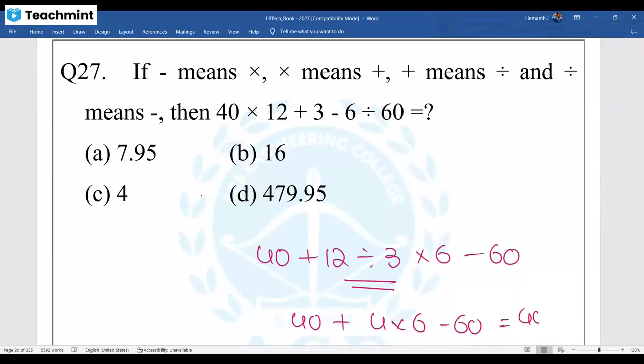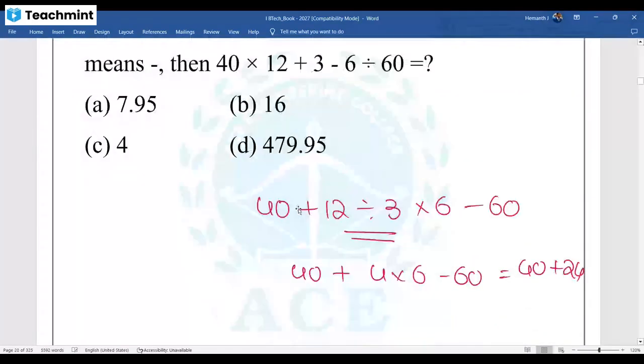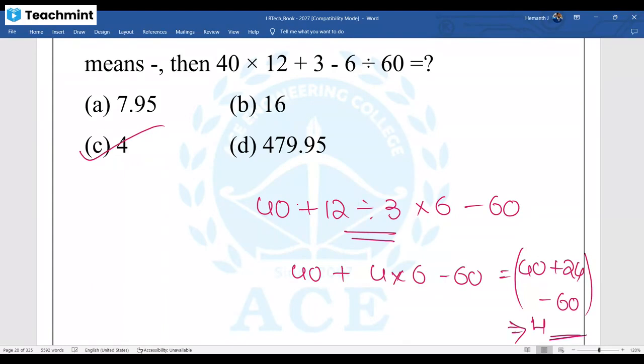40 plus 24 minus 16... you got 4. Finally, you got 4. 40 plus 24 is 64, 64 minus 60 is nothing but equal to 4. Division, then multiplication, addition, subtraction.